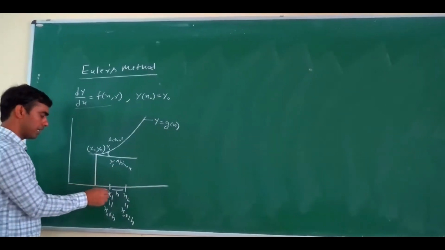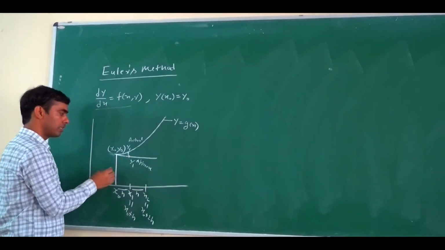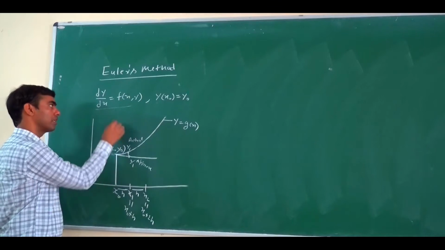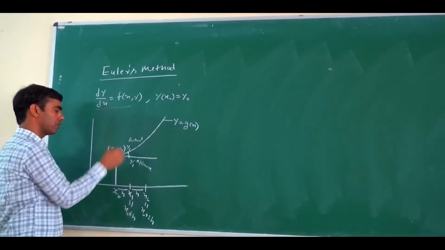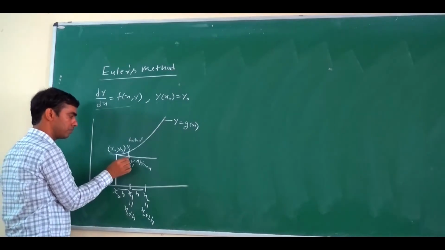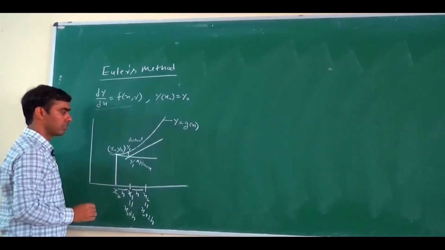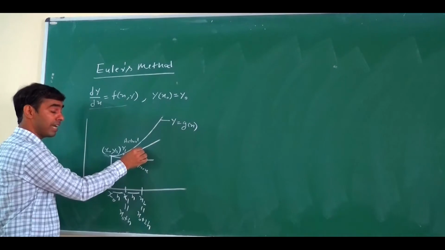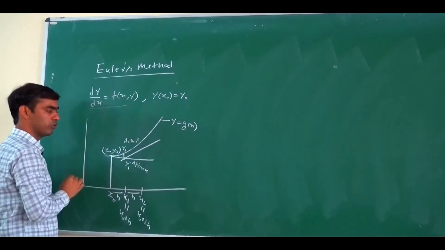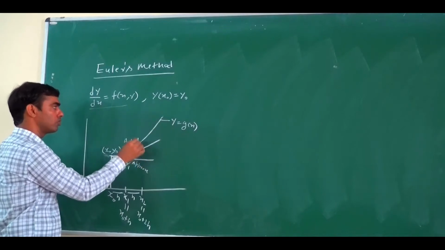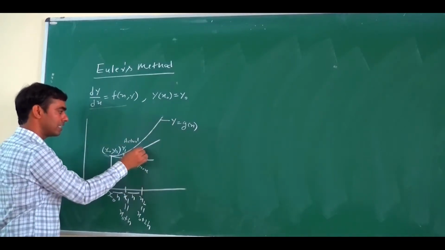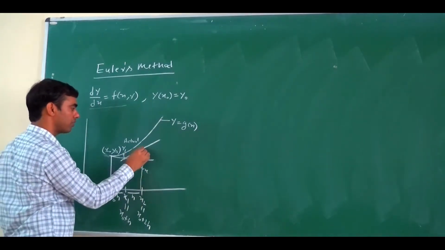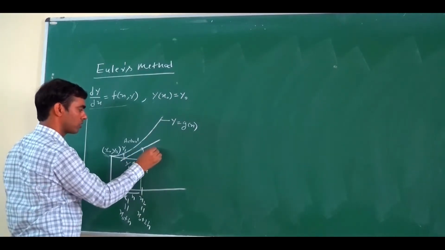Similarly, from this approximate point, we again draw the tangent at this point with the help of the given slope, that is, the differential equation given in the form of a slope. We draw a straight line here, a tangent at this point. This tangent is assumed as a solution of the differential equation, and in this tangent we put x equal to x2. Then we find y2 approximate.